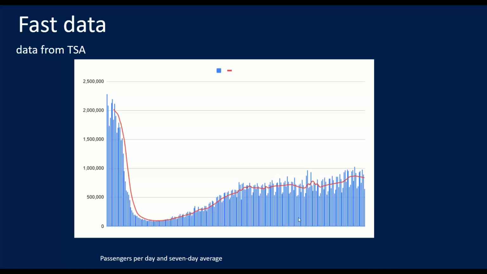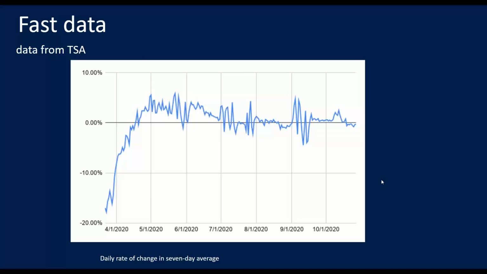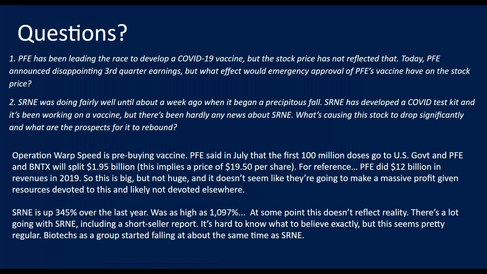And yeah, so from the TSA, we're still broadly recovering, although the slope has really flattened out here and started to go back down again since sometime in September. And the daily rate of change of the 7-day average has been negative for a while now, which, again, is just what we saw in the previous chart. The number of flyers is going down every day instead of going up every day. So anything above the zero line is a day where the number of flyers is going up. Anything below is a day where it's going down.